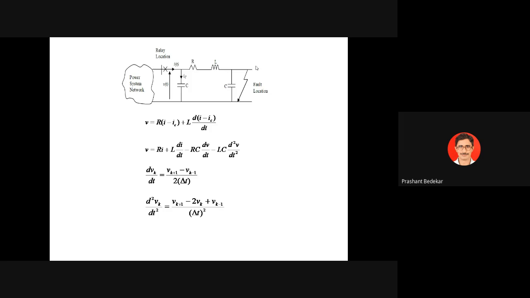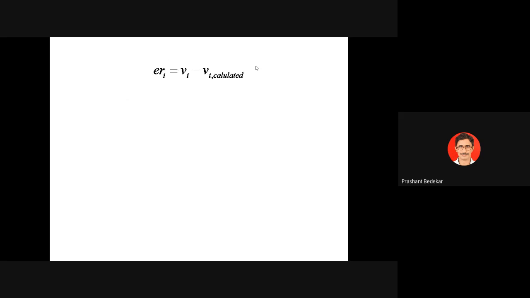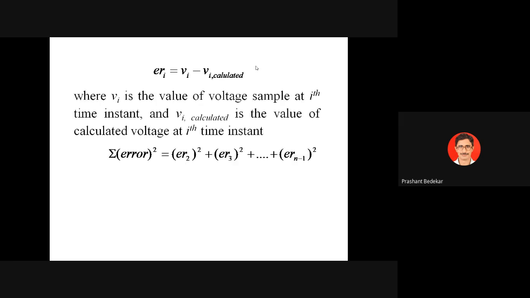At the same time, I also have the actual voltage. The difference between the actual voltage and the calculated voltage is the error. If the error is 0 or very small, the calculated voltage is very near the actual voltage. What does this mean? That I have got the correct values of resistance, inductance and capacitance between the relay location and the fault point. And that is what was required. So again, the problem is formulated as a nonlinear, unconstrained optimization problem.